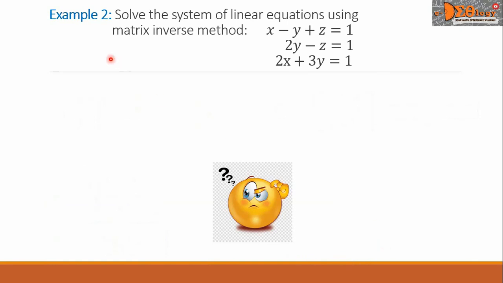Let's have example 2. Solve the system of linear equations using matrix inverse method. The equations are x minus y plus z equals 1. Second is 2y minus z equals 1. Third, 2x plus 3y equals 1.